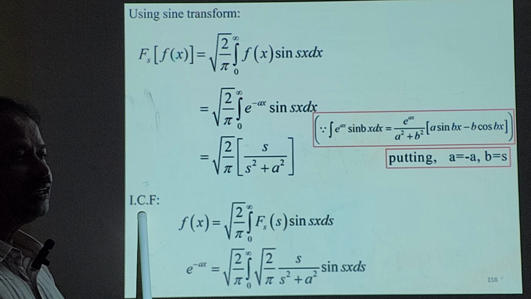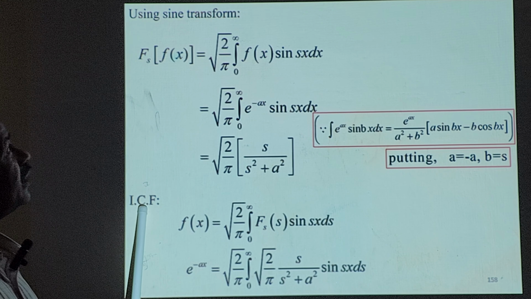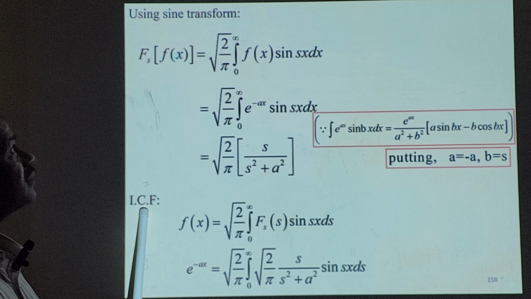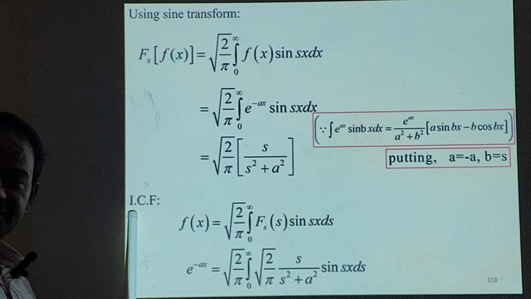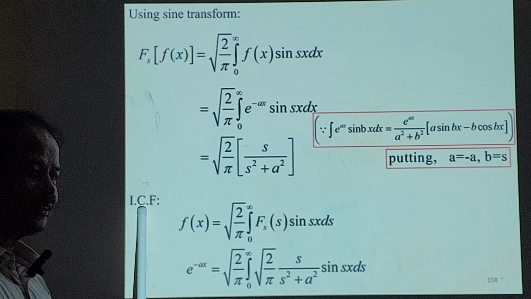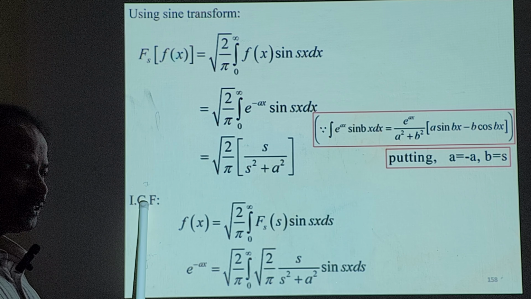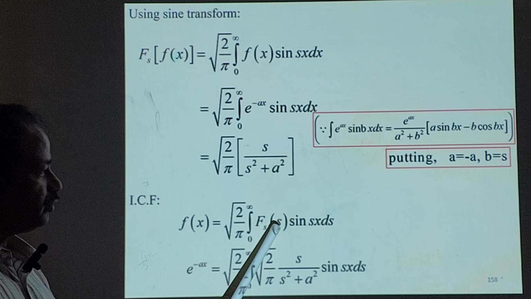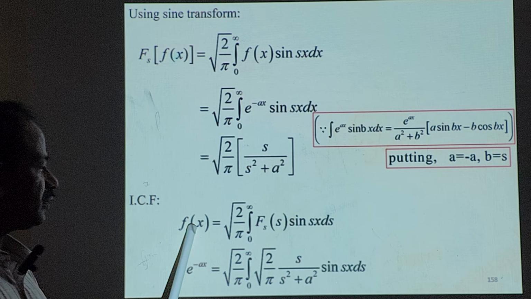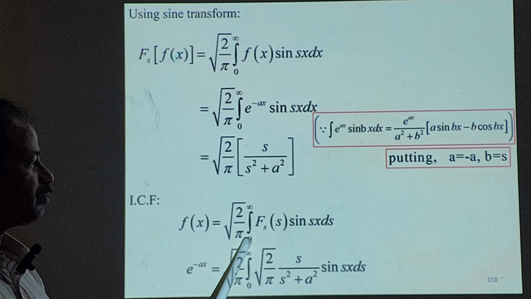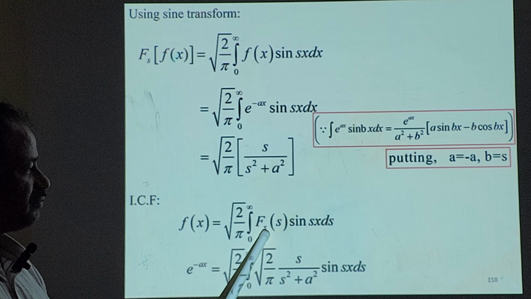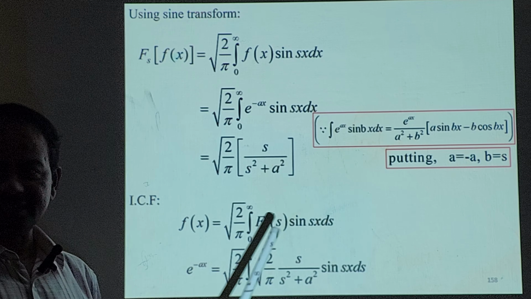Okay. Now we have to use the inverse sine transform. It is the inverse sine, not cos. This is sine, the inverse sine transform. So we have f of x equal to root of 2 divided by pi, integral 0 to infinity Fs(s) sin sx ds.